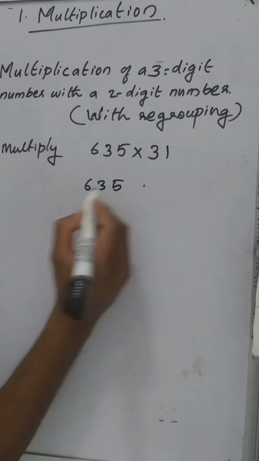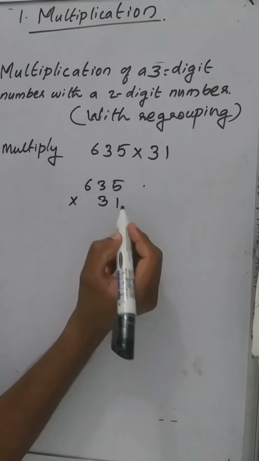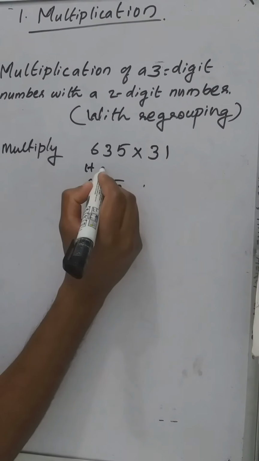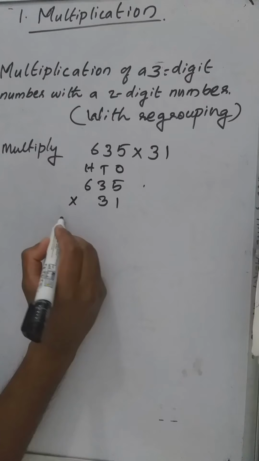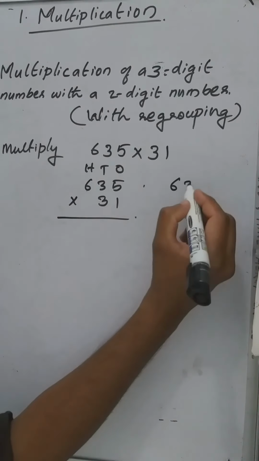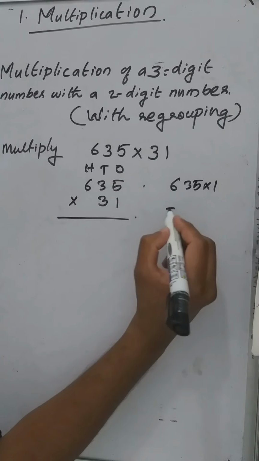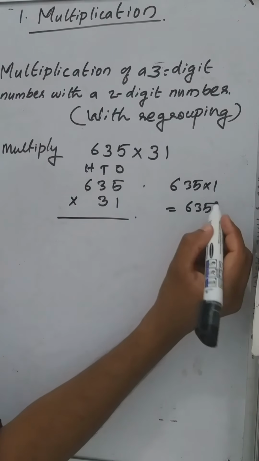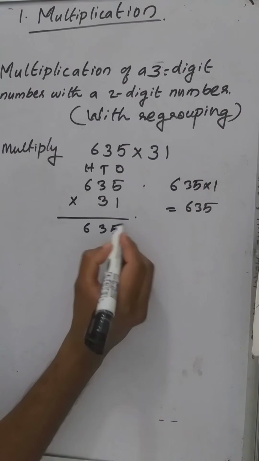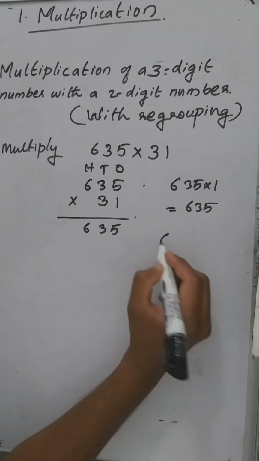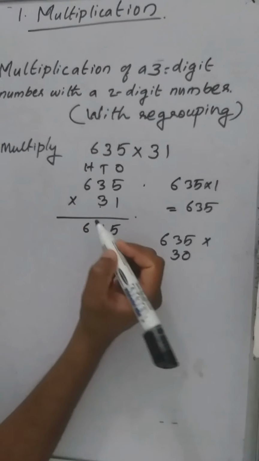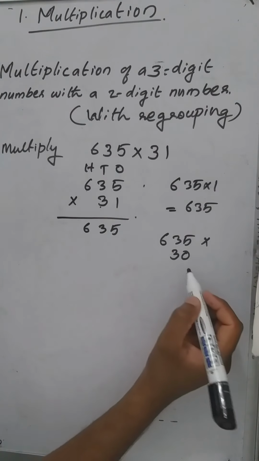635 multiplied by 31. 6 is in the hundreds place, 3 in the tens place and 5 in the ones place. So first you have to multiply 635 by 1. 635 multiplied by 1 is equal to 635 itself. So we can write here 635. Now we have to multiply 635 by 30, because this 3 is in the tens place.